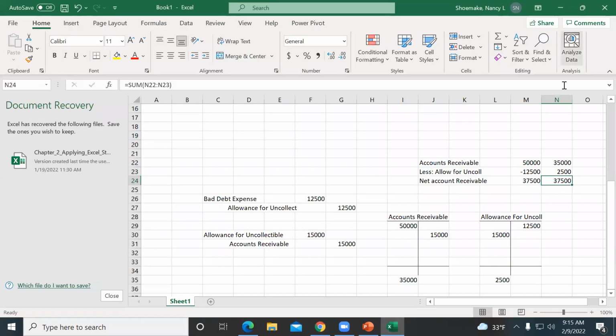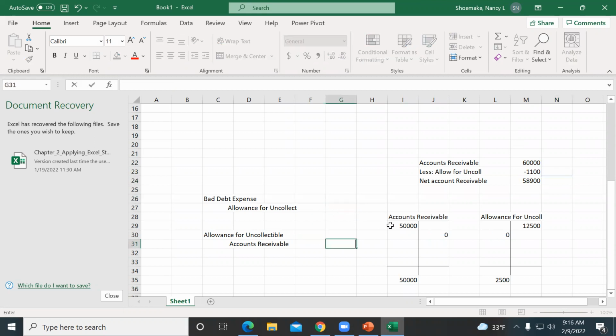So let's just do this up here. 60,000 and this is an $1,100 credit. See what I'm doing? Does that make sense? Online, do you see what I'm doing?